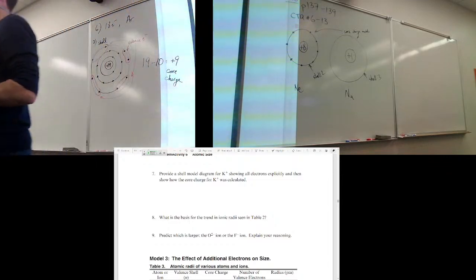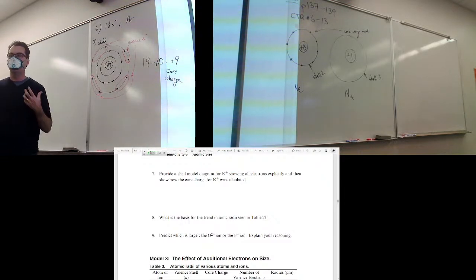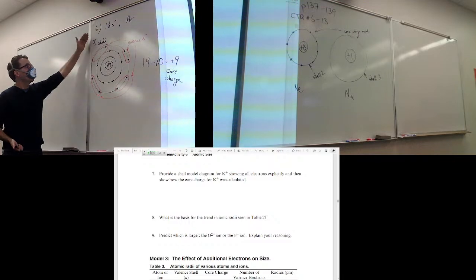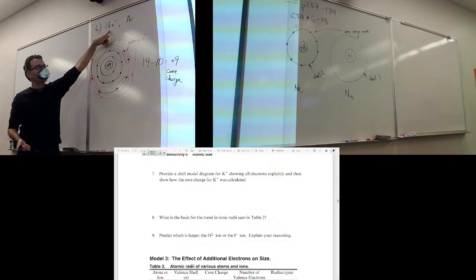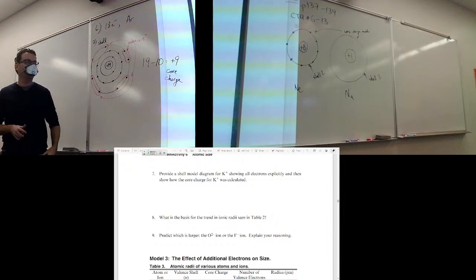Hopefully people had some time to think about this. So you saw some weird core charges in that table, really large ones. They all have 18 electrons. Argon is the neutral atom that is isoelectronic with those ions in that table.